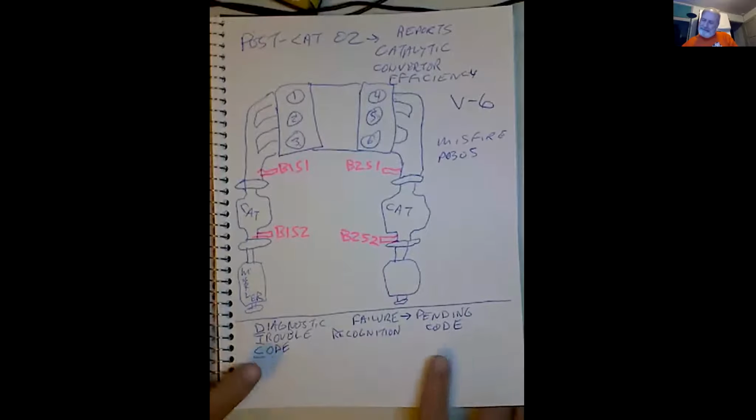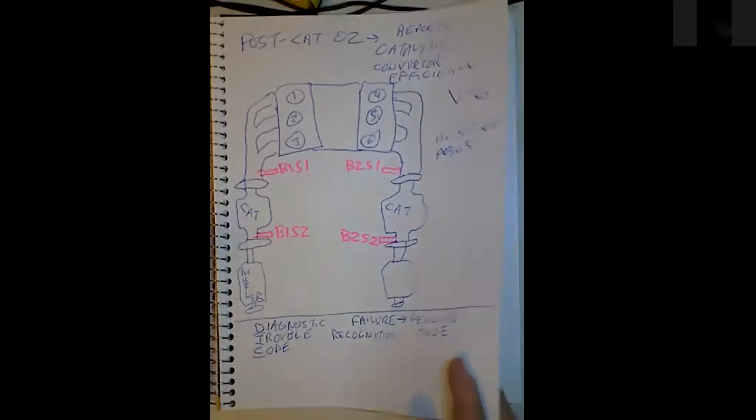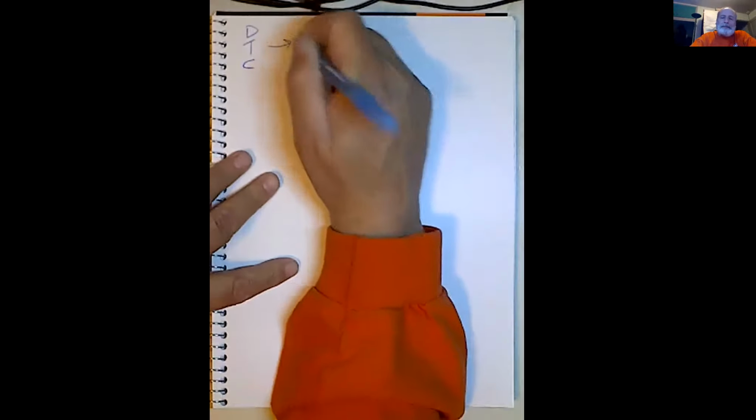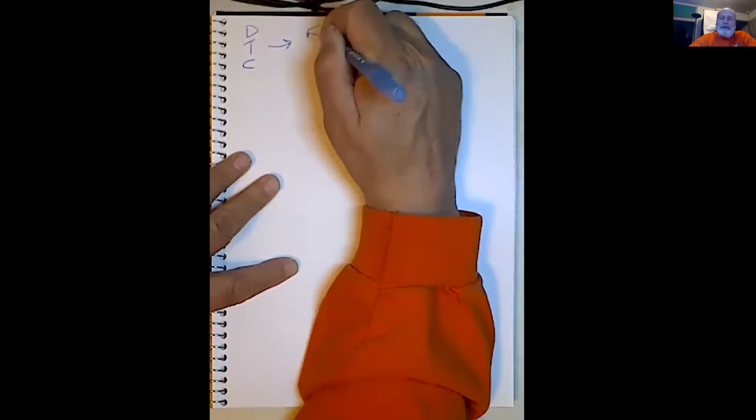All right. You got this, folks? Yep. I'll go to the next page if you're ready. We're ready. Okay. There we go. All right, so DTC stands for what? Diagnostic trouble code, yep. So when the DTC sets, a couple of things happen. Number one, you're going to get a freeze frame.